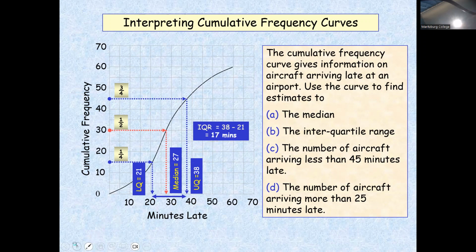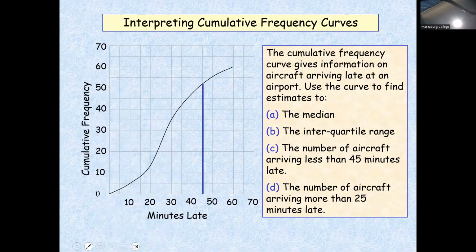Moving on to the next question. The next question says the number of aircraft arriving less than 45 minutes late. So we go to minutes late, we go to 45. We'll draw a vertical line going up. Wherever we meet the graph, we will now draw a horizontal line to see where we get on the axis noted by cumulative frequency. And if we do that, we get an estimate of just about 50, and we would say around 52. So the number of aircraft arriving less than 45 minutes late, we will say 52.